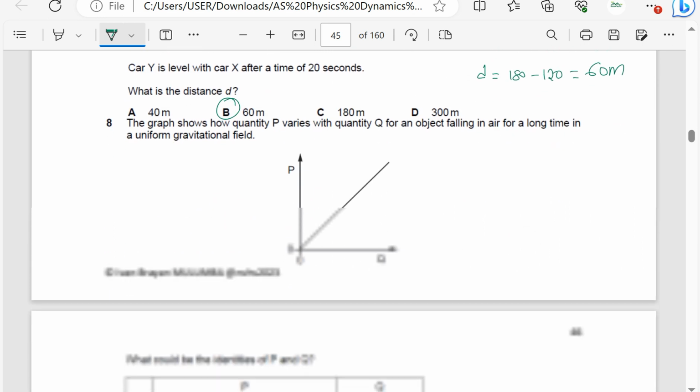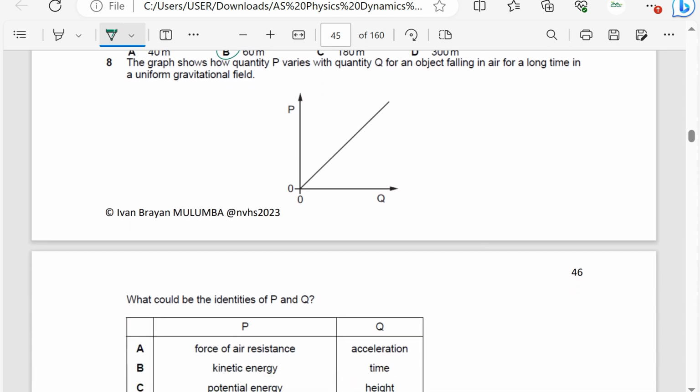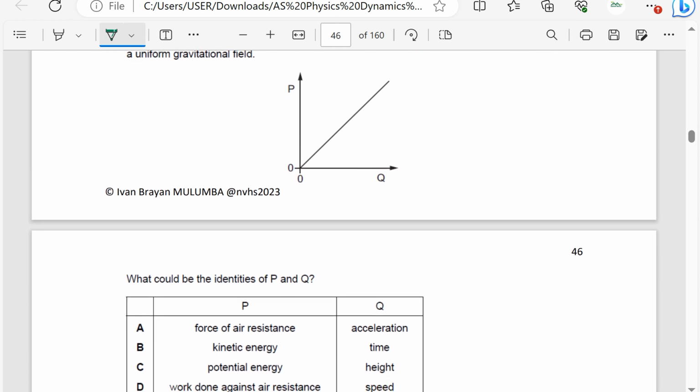The graph shows how quantity P varies with quantity Q for an object falling in air for a long time T in a uniform gravitational field. What could be the identities of P and Q? Let's do inspection. A, force of air resistance and acceleration. I think this is not going to be correct.